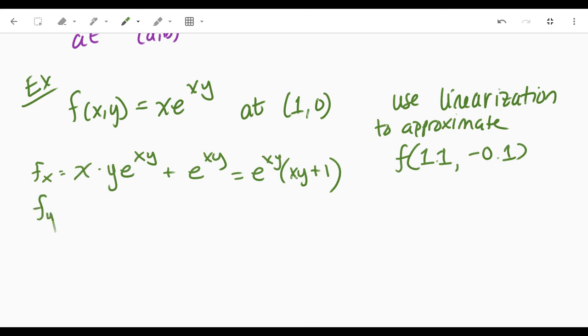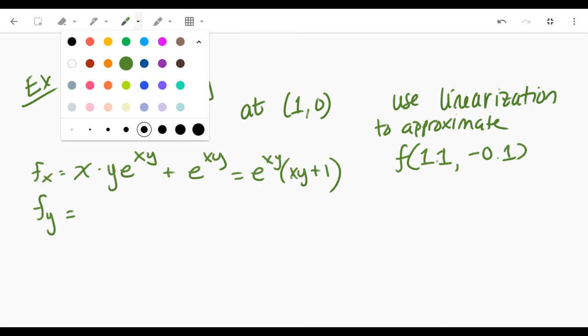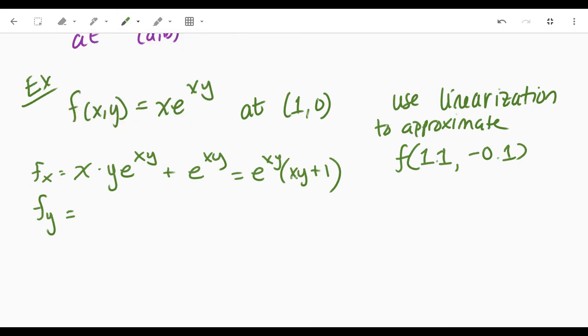Your partial for y would be xy e to the xy. Oops, I missed something, didn't I? Yes, I did. I'm going to rethink. If we're taking the partial in y, then x is a constant. So we would have x times x e to the xy, or x squared e to the xy.